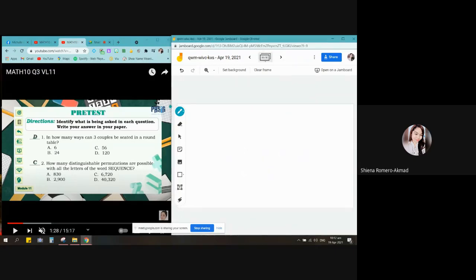Sa number 1. Diba there are 3 couples? If there are 3 couples, ilang tao meron dyan? 6 po. Okay. So there are 6 people to be arranged around the table. What formula should we use? Diba ang formula natin dyan, that's n minus 1 factorial. Hindi naman sinabi that they are going to sit together, so hindi natin sila kinakount as 1. Okay, so 6 minus 1 factorial is 5 factorial. And 5 factorial is equal to 120.